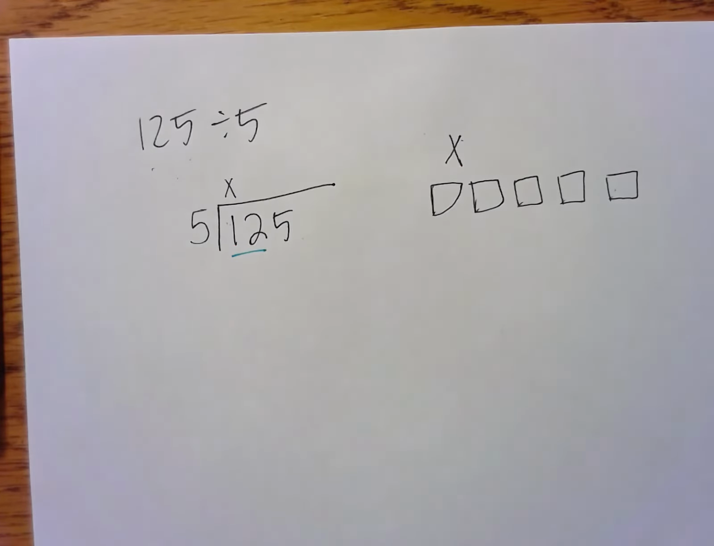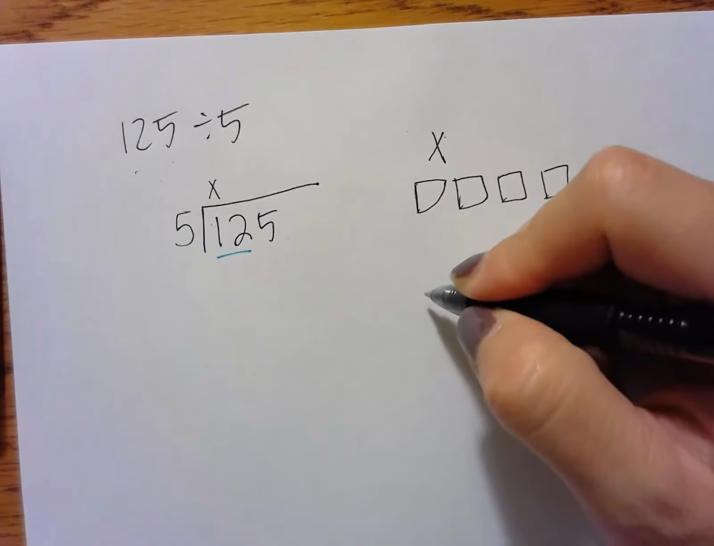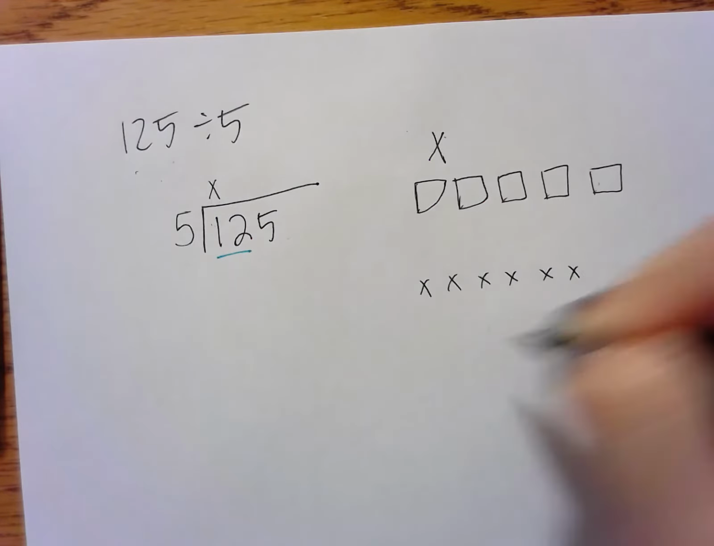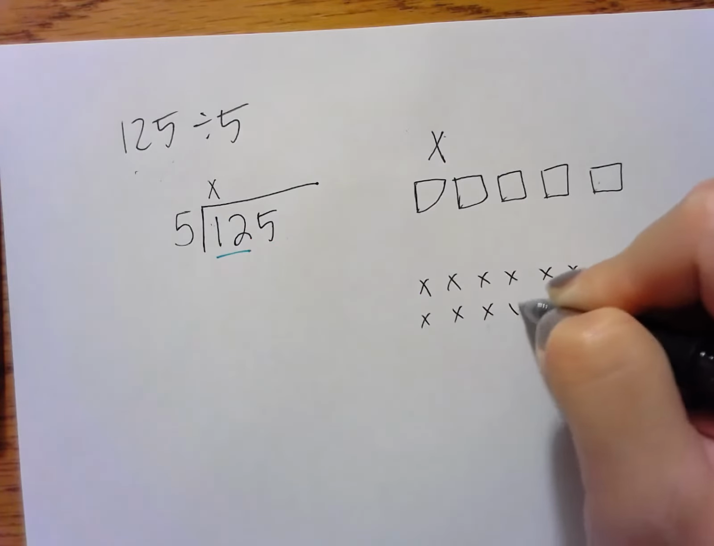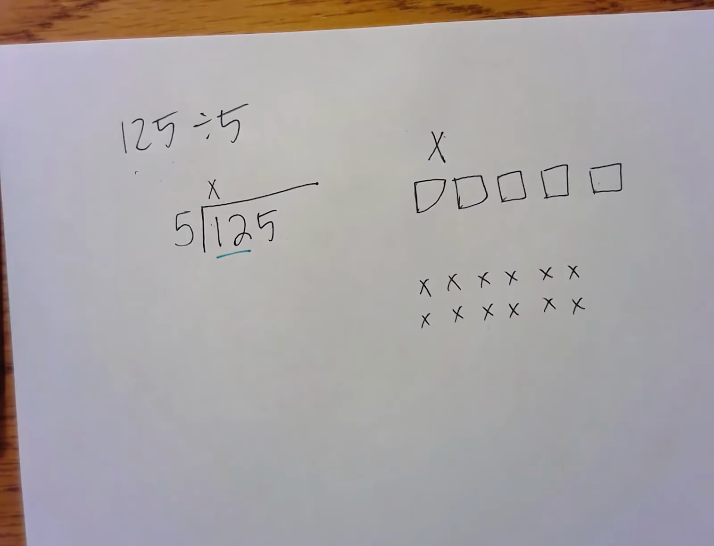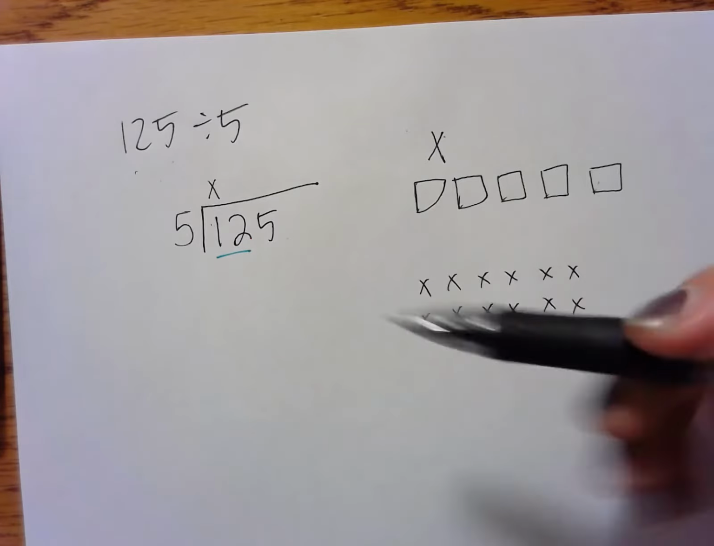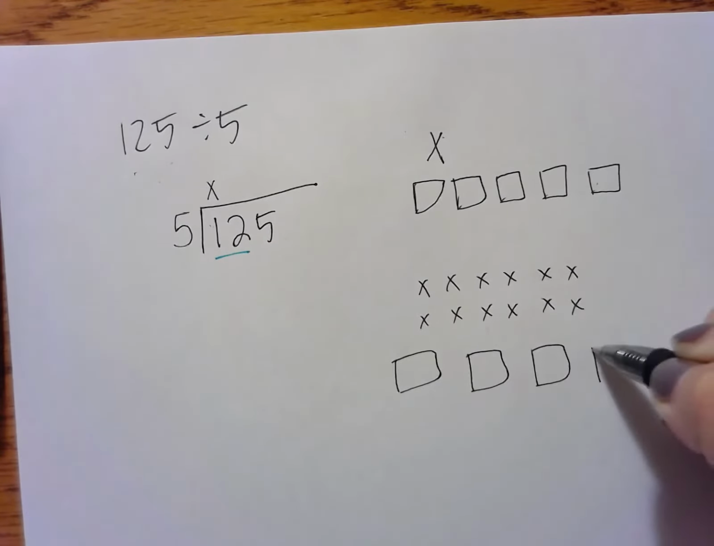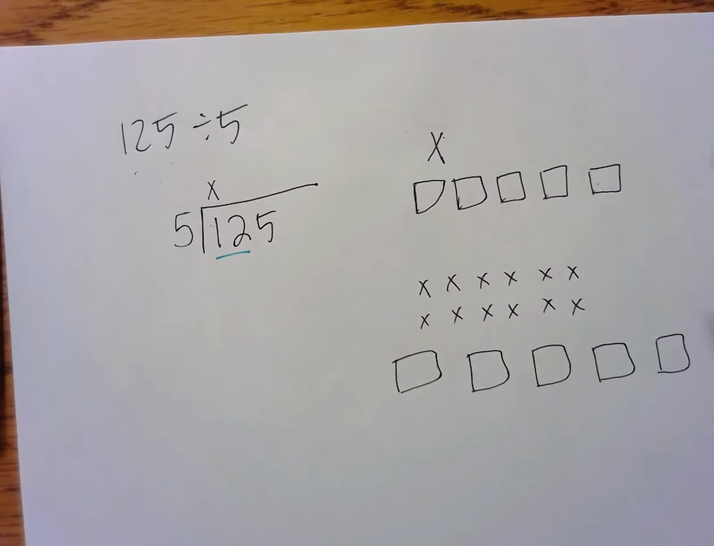If you know your multiplication facts, you might already know 5 times something is going to get you closer to 12. But if you don't know that, you can always draw a picture. So I'll do the X's again. 1, 2, 3, 4, 5, 6. 1, 2, 3, 4, 5, 6. And that'll get us 12. Then we want to divide these 12 X's into 5 separate categories. Okay, so 1, 2, 3, 4, 5.